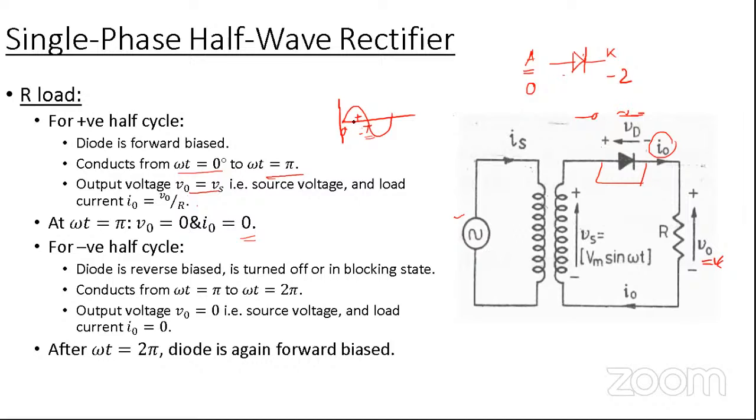Okay. And after omega t equals 2 pi, after this, again the positive half is coming here. So again the diode will be in forward bias.